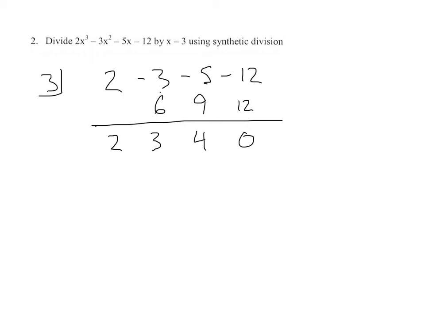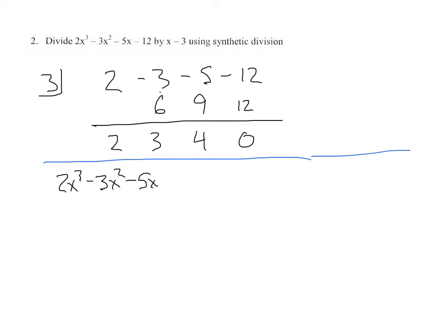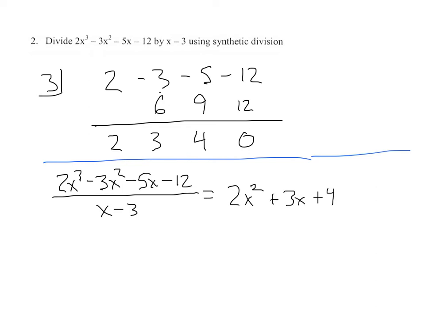Okay, so what does this all mean if I put it into fraction form? I just took 2x cubed minus 3x squared minus 5x minus 12. I divided it by x minus 3. My answer for that was 2x. Now, what's the power now? Well, the original power was a 3, so this one has to be 1 less, so it'll be 2x squared. Then we have a 3, so plus 3x, and then a 4, so plus 4. My remainder is 0, so I have nothing left over. That's a good thing, generally speaking, so I can just stop right there for the fraction form.